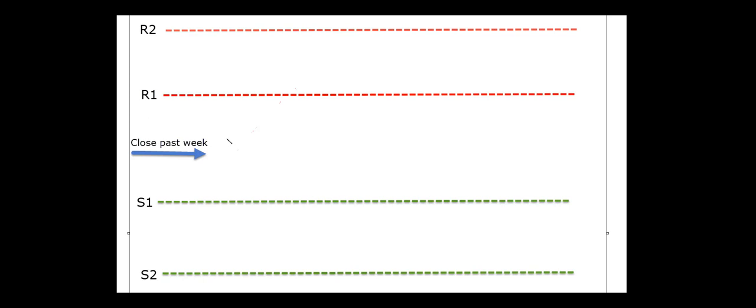What you're looking at is the blue line, which is where the market closed. In other words, on the Friday, let's say New York time, the market closes. I don't know if it's 5 or 6, I'm not sure of the exact time. That's the closing price. The R1 and the R2 mean resistance, and of course the S1, S2 mean support.